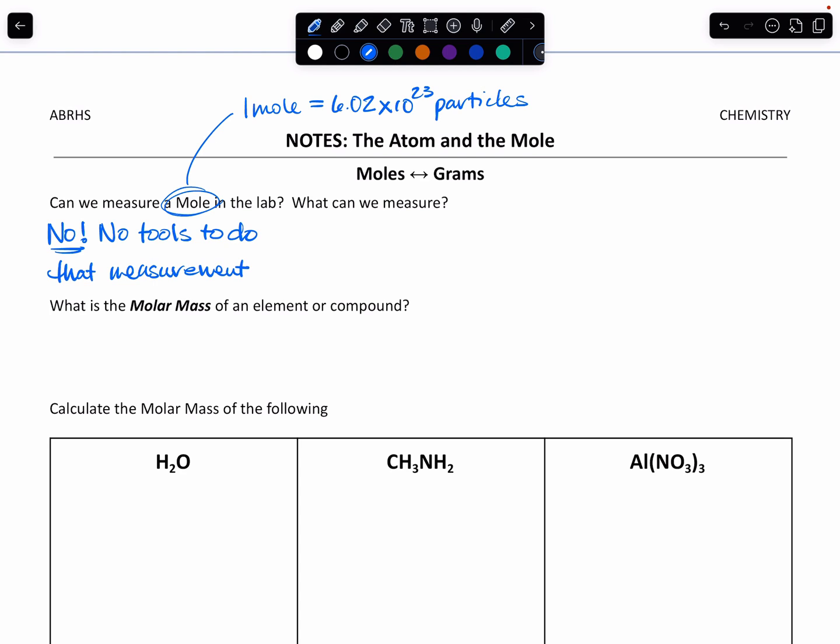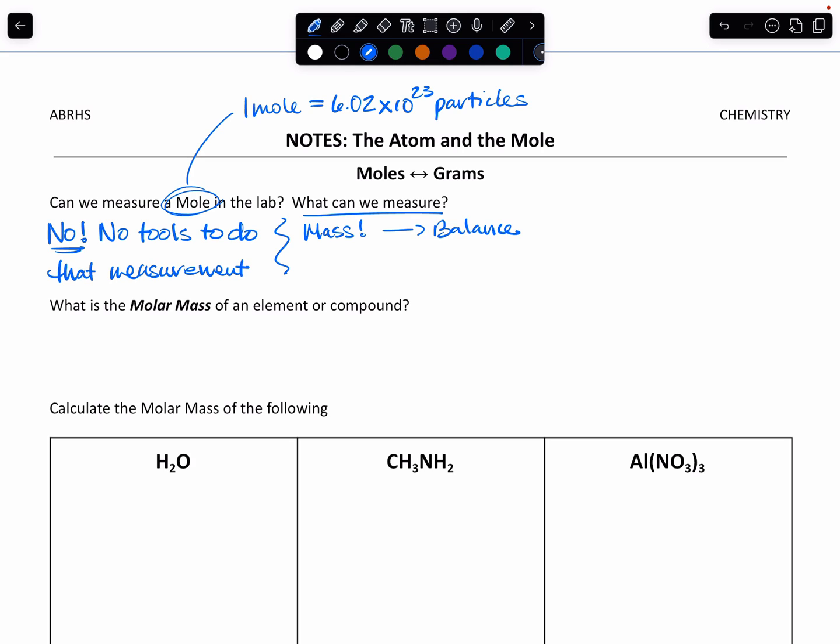Instead, we choose something that we can measure. So mass is something that we can measure, right? We can use a balance to measure the mass of some object. And most chemistry labs are going to have a balance. So it's a pretty good choice as the way to measure the quantity of something. We're not going to focus on the mole in terms of measuring. We're going to use the mole as a way to move between measurements.